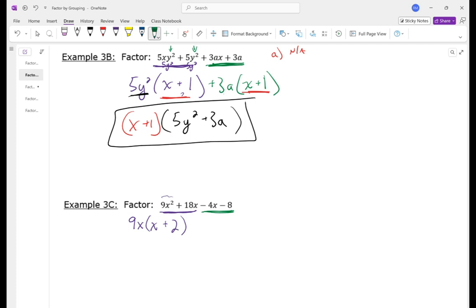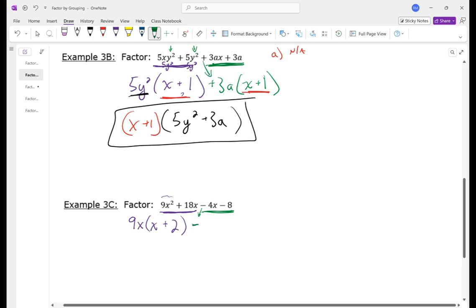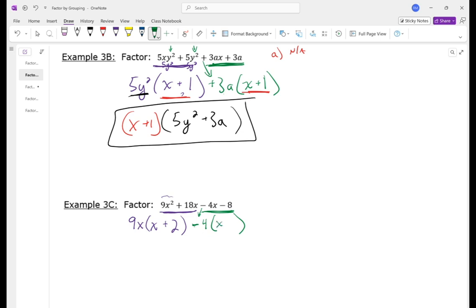Now, on this second one, remember, we always want to copy the sign down. I did it here, I just didn't mention it, because we always need to factor out that negative. I see that 4 and 8 have a 4 in common. Negative 4 times x is going to give me negative 4x, and negative 4 times positive 2 is going to give me negative 8. Once again, I see that x plus 2 in common. And the remainder of what I have left is the 9x minus 4. I don't need to write them in two colors, but I sure can.